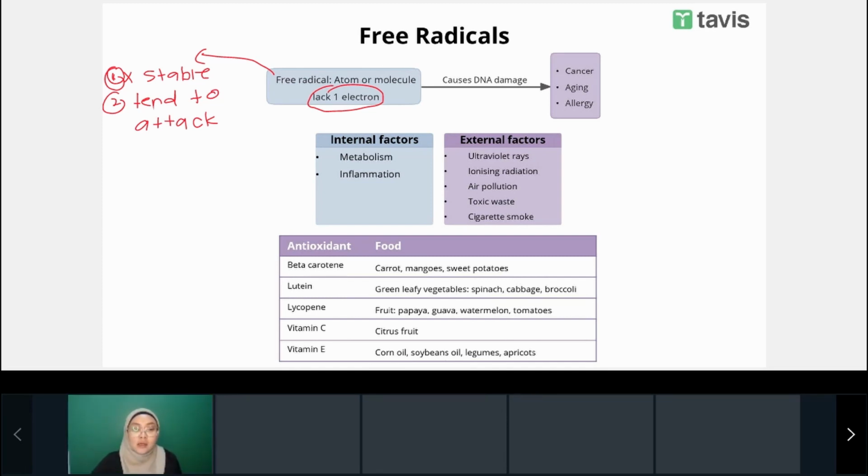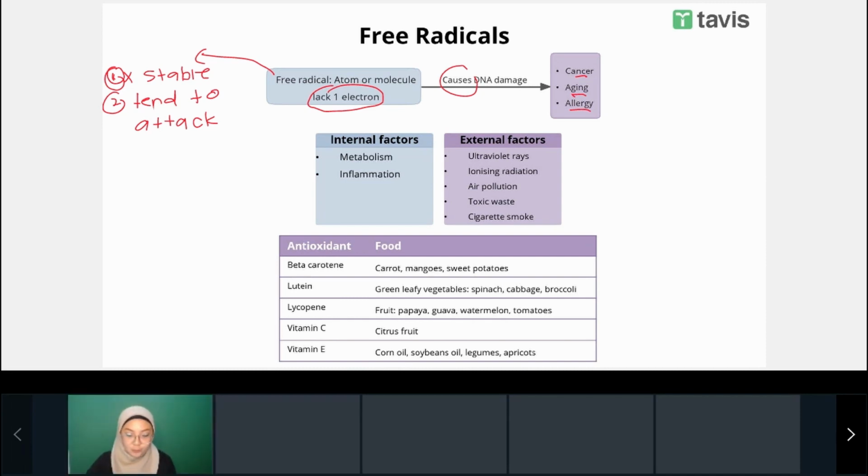So a free radical is an atom that lacks one electron. It is not stable and tends to attack another cell. When it attacks another cell, it causes DNA damage that may cause cancer, aging process, and allergy. Too many free radicals will affect our body health. It will damage our kidney, our liver, our lung.